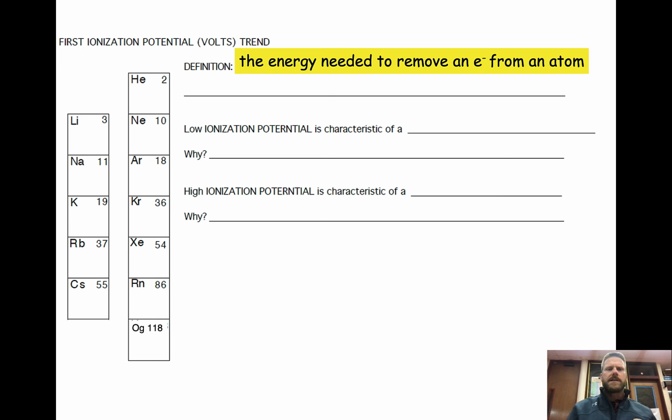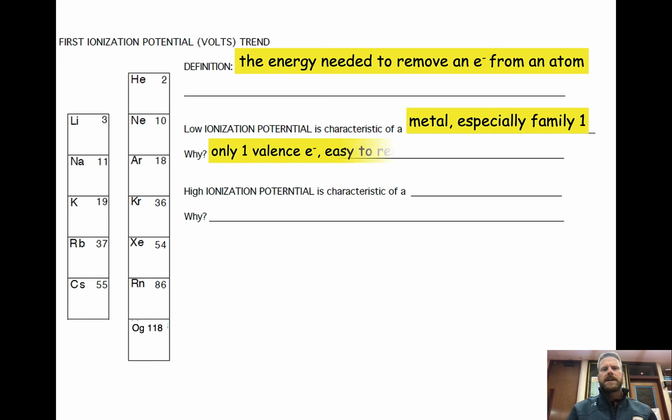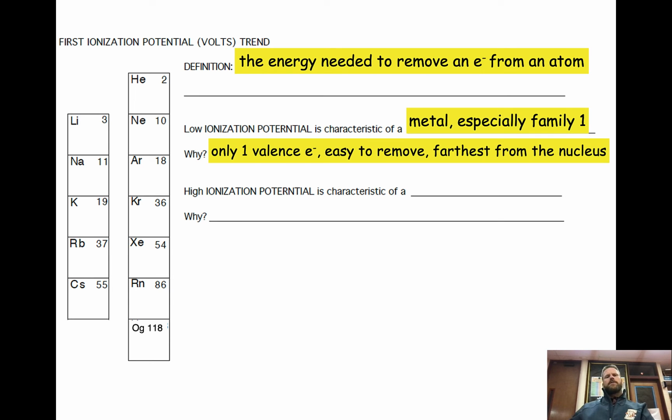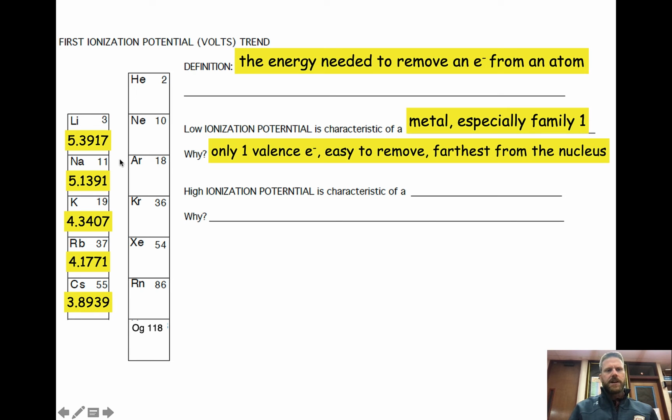The types of elements that would have low ionization energies would be metals, especially family 1. That's because they only have one valence electron, which means those electrons are furthest away from the nucleus, therefore easier to remove. You can examine this for yourself by looking at the ionization energies down family number 1, the alkali metals, on the periodic table. You can see that the ionization energies are pretty small, and they also decrease as you go down the table.